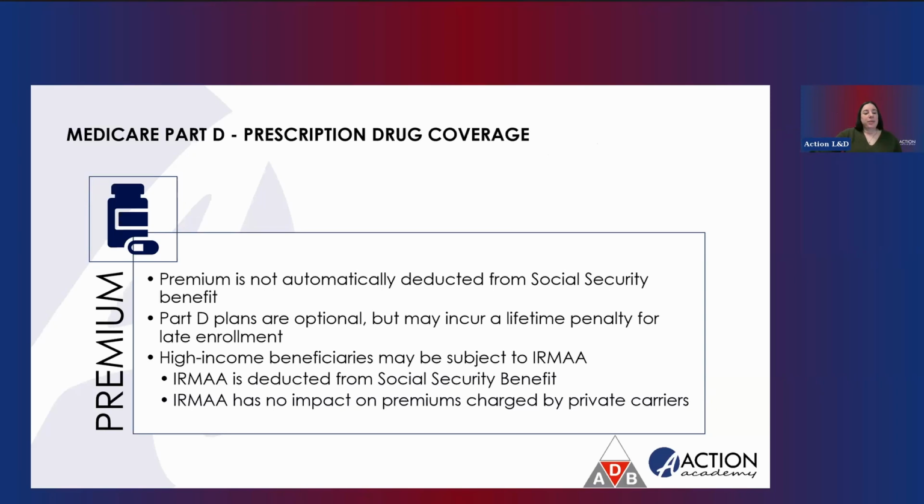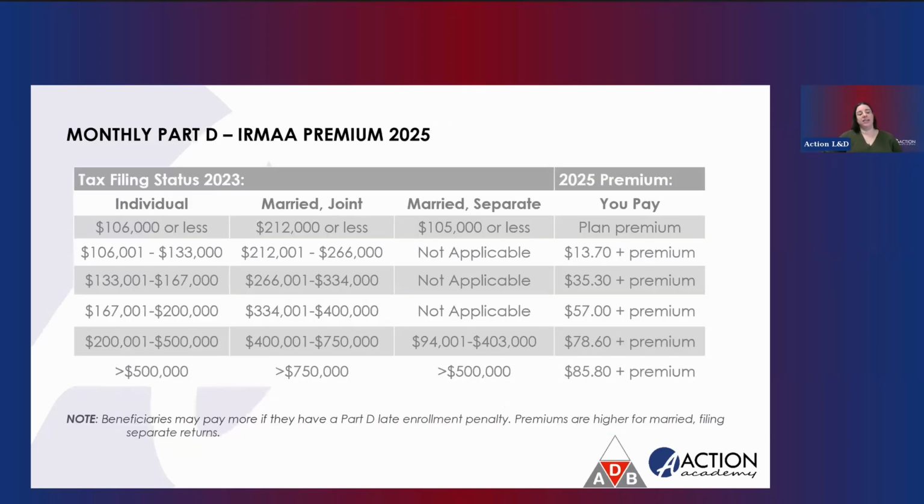Premiums are not automatically deducted from Social Security benefits for Part D, unlike Part B, because they're private. So you have to pay for that on your own. Part D plans are totally optional, but might incur a lifetime penalty if they are enrolled in late. And IRMAA does apply here as well. We talked about IRMAA with Part B, and it's the same thing.